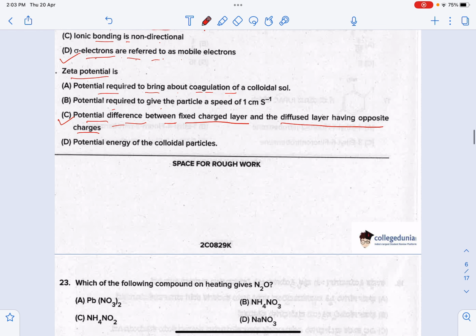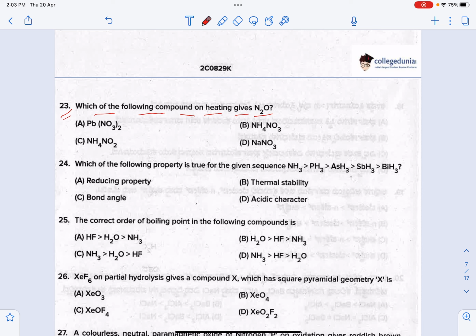Which of the following compounds on heating gives N2O, that is nitrous oxide? Here are some options: lead nitrate, ammonium nitrate, ammonium nitrite, and sodium nitrate. So our correct option is option B, ammonium nitrate. When ammonium nitrate is heated, it gets converted into nitrous oxide and water.